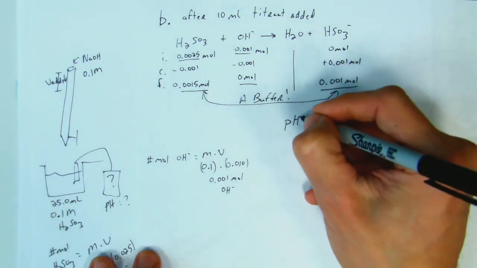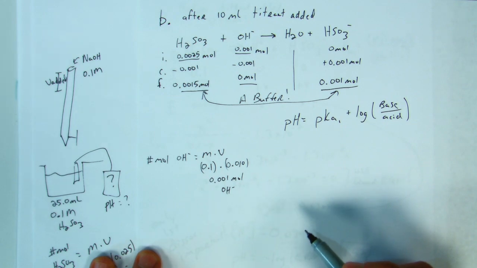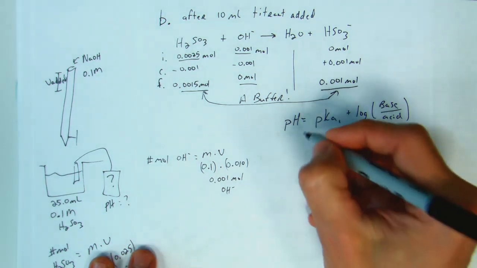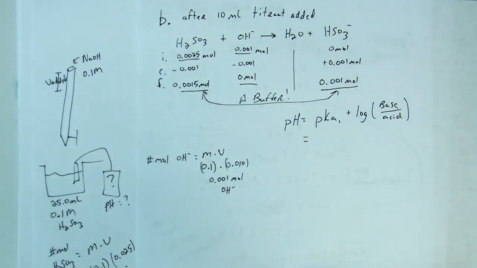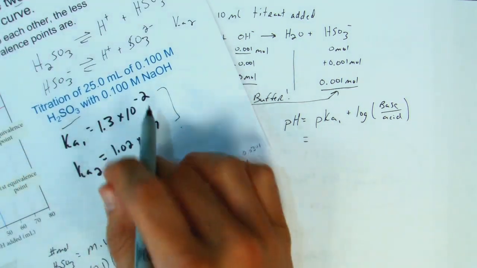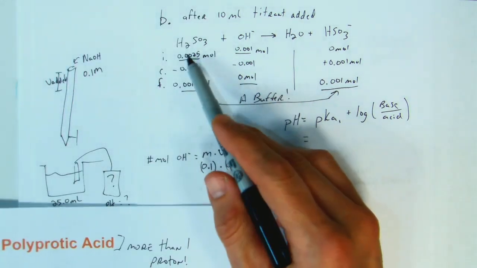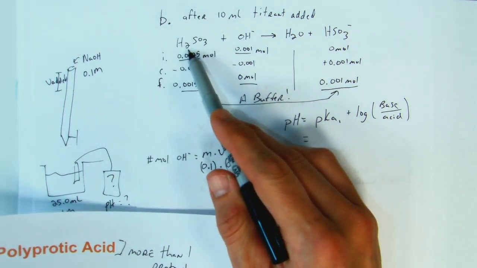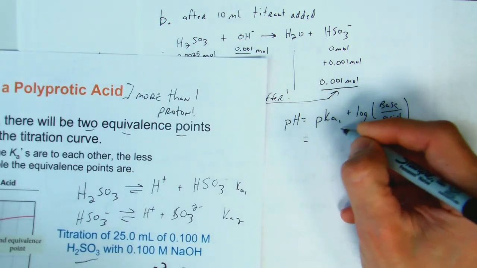pH is equal to the pKa plus the log of the base divided by the acid ratio. Now, in the problem, there's a couple things here. The first one is which pKa to use, pKa1 or pKa2? Well, this proton that we're titrating is the first proton, so we're going to want to use pKa1.